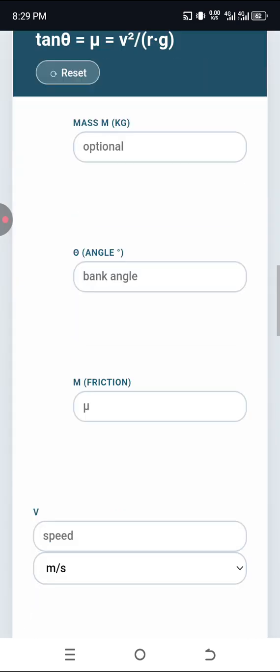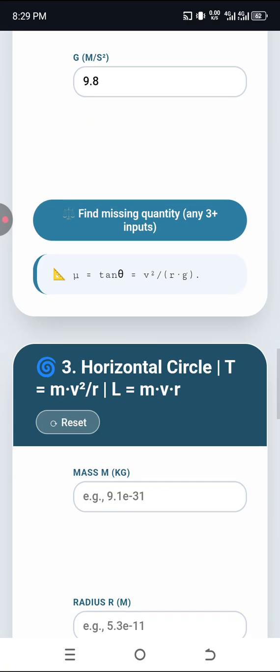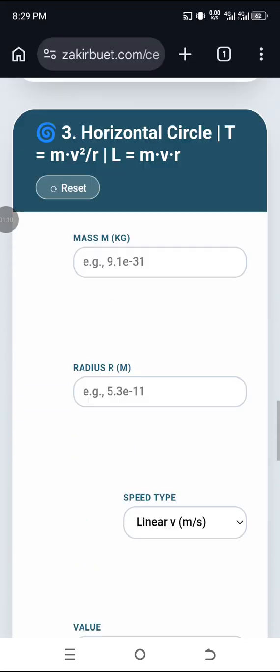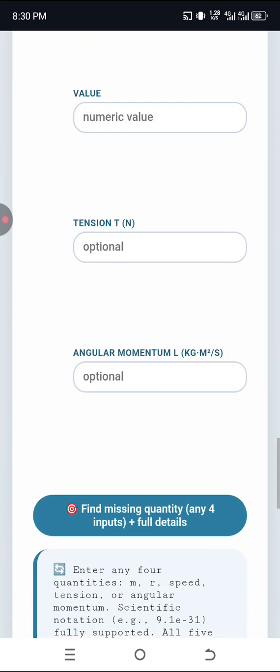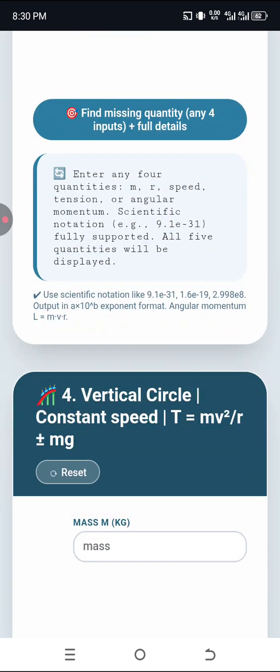The third topic is, suppose you have tied something with a rope and you are spinning it in a horizontal circle, and this time the centripetal force is supposed to be fixed every moment. And number 4 is vertical circle.